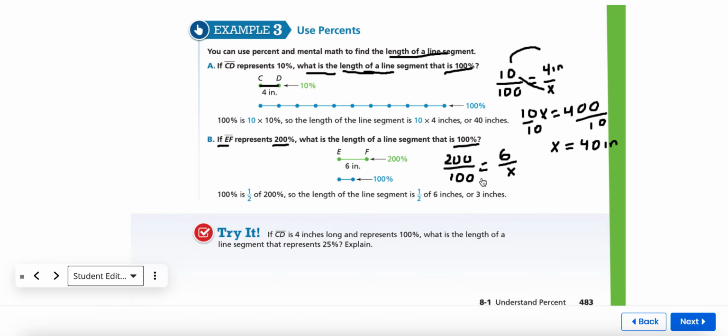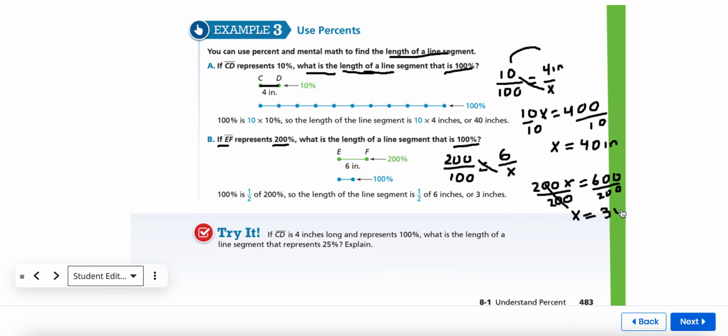Now I'm going to do the cross multiplication. 200 times x is 200x. Make sure that you copy this on your packet. 200x is equal to 6 times 100, which is 600. Now we need to get rid of the 200 by dividing, because 200 is multiplying the x. The opposite of multiplication is division. So this cancels, and x equals 600 divided by 200, which is 6 over 2, and 6 over 2 is 3.